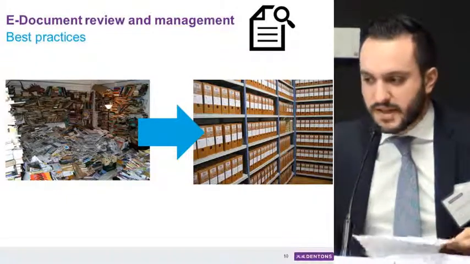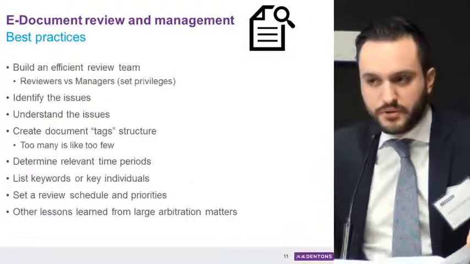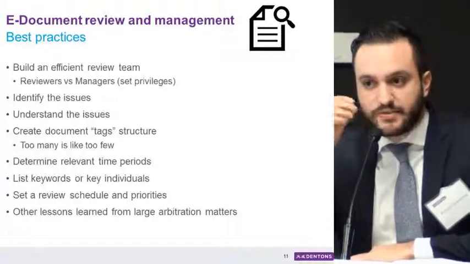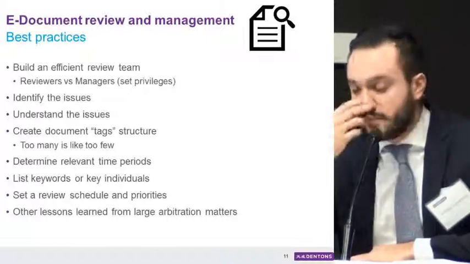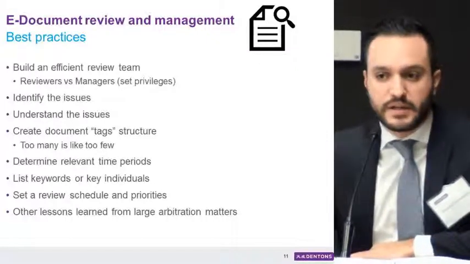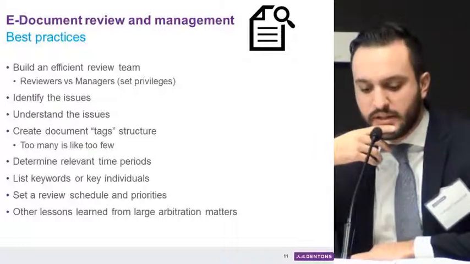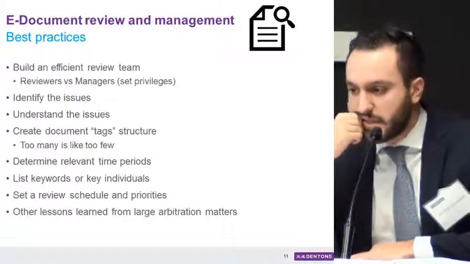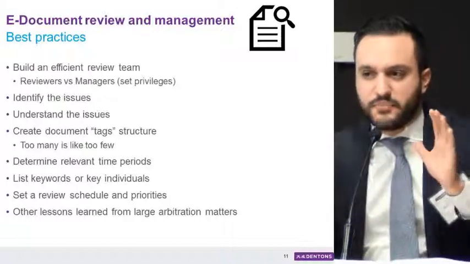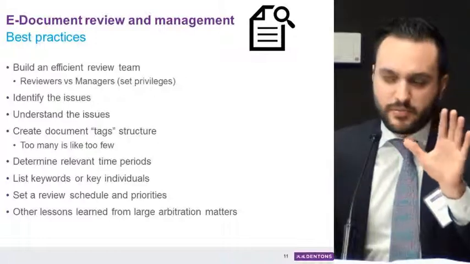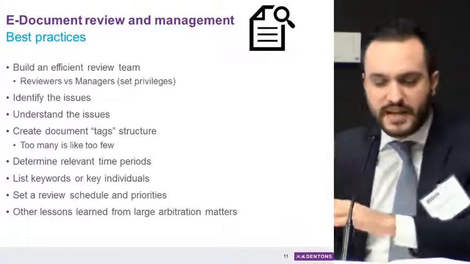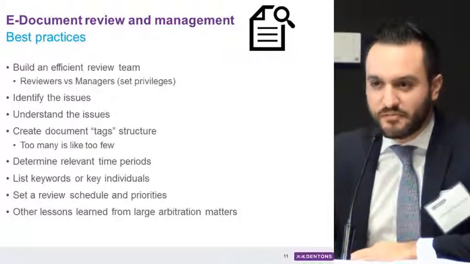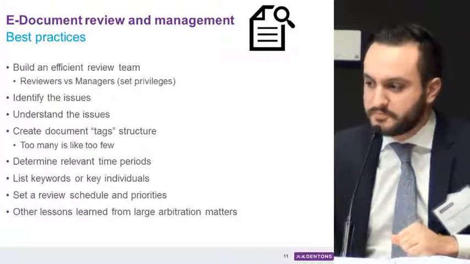So in terms of best practices, again, building an efficient review team is key, both on the external counsel side, but also internally, to have some key people that have personal knowledge of the documents, and that can help you and external counsel in any event if you have questions on the relevance or the context of a document. And it's important to set privileges. In other words, have people that can only review and people that can actually manage the database to avoid any disasters like the deletion of documents or modification of work that has been done previously.